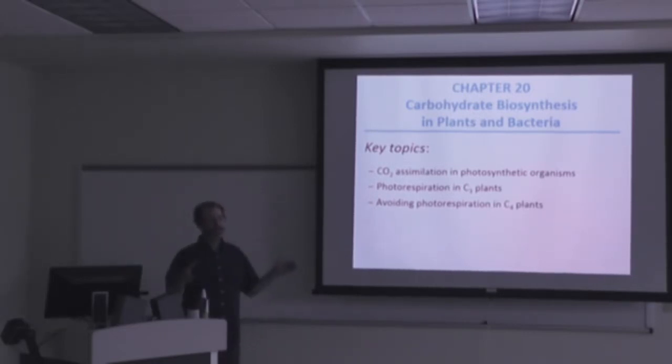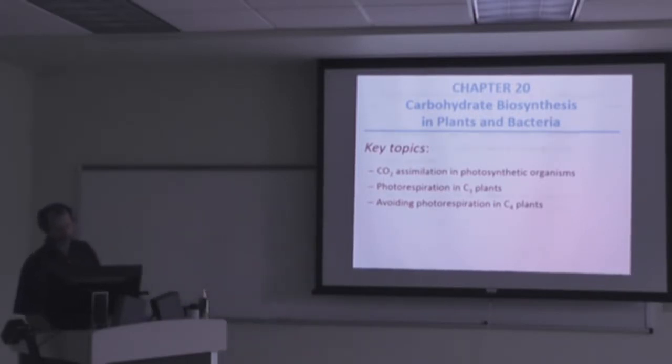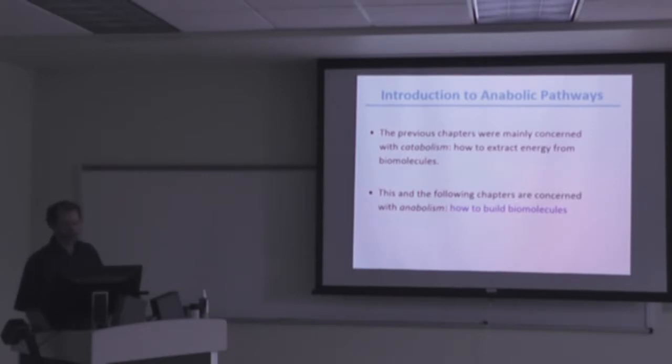And it does this with the most abundant enzyme in nature, which is called Rubisco. It's the most abundant protein in nature, because there's so much plant life and algae and whatnot that does this photosynthetic pathway.